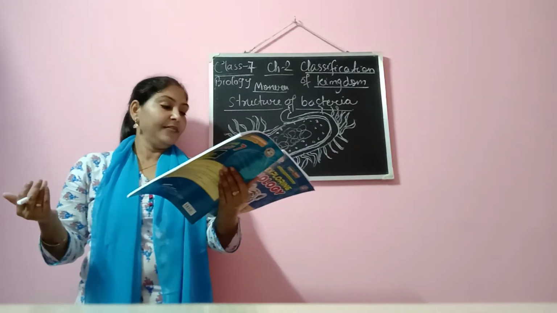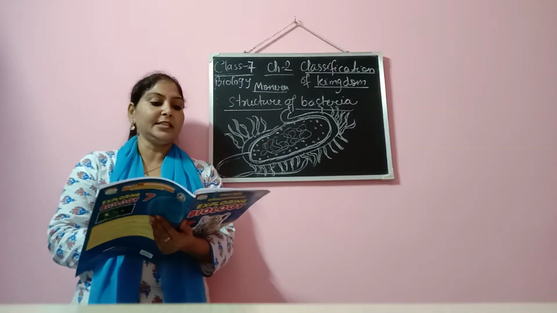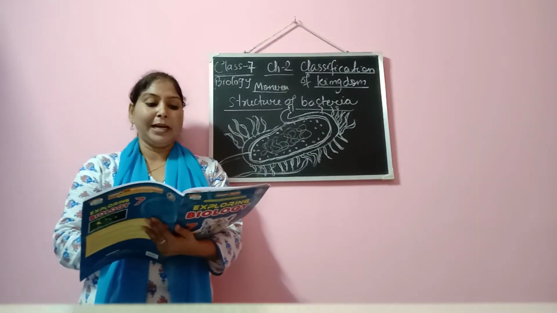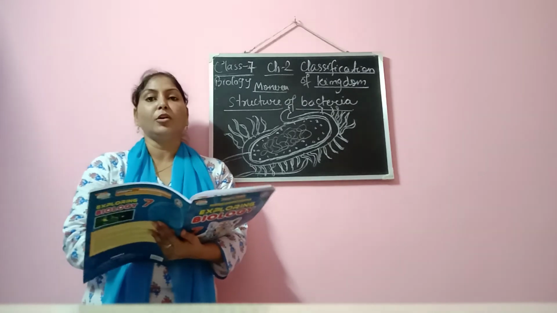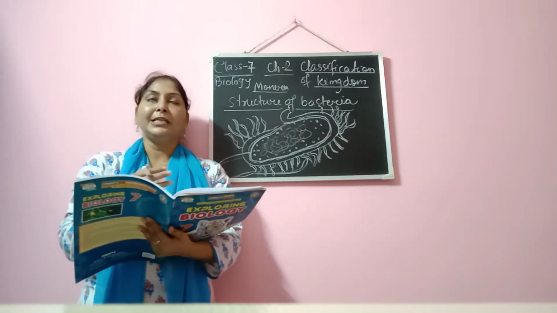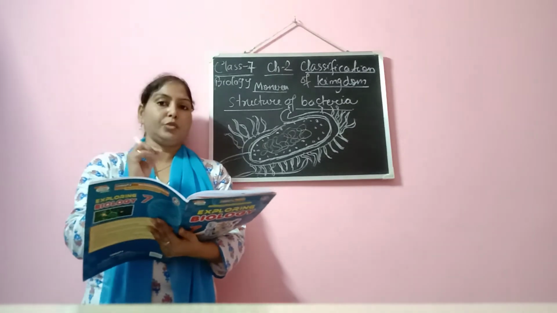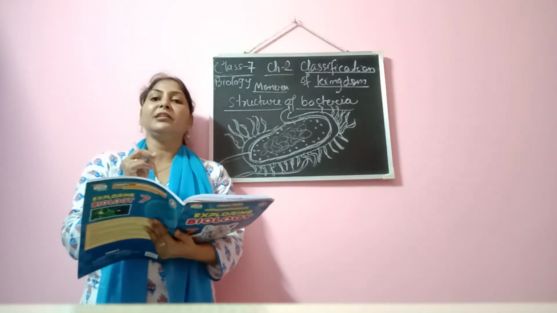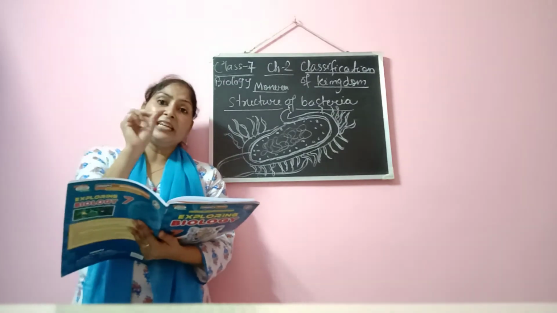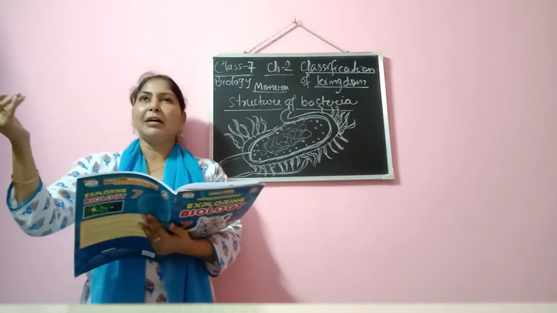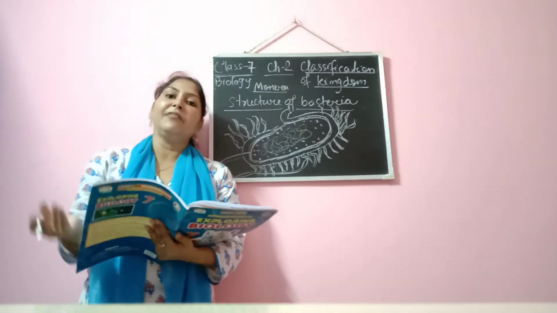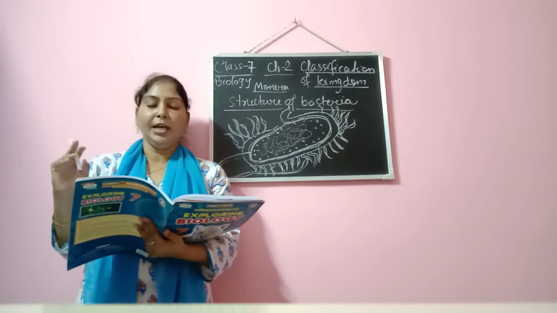Then we have another usefulness of bacteria, that is, it helps to clean the environment. How do they help to clean the environment? Like saprophytic bacteria, which we have just discussed. Saprophytic is a kind of nutrition where certain bacteria feed on dead and decaying matter. If these bacteria are not there, then the dead and decaying matter will remain and it will cause some kind of harmfulness in the environment. So these bacteria are again helping to clean the environment.